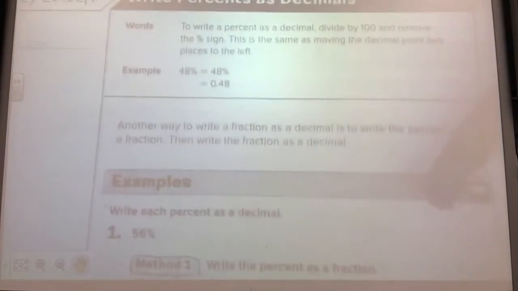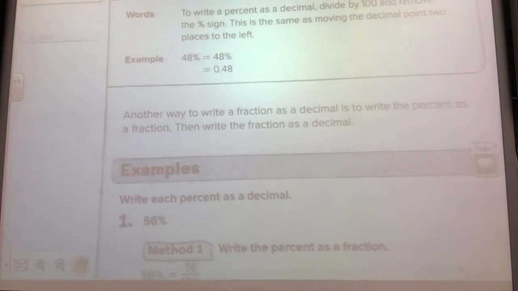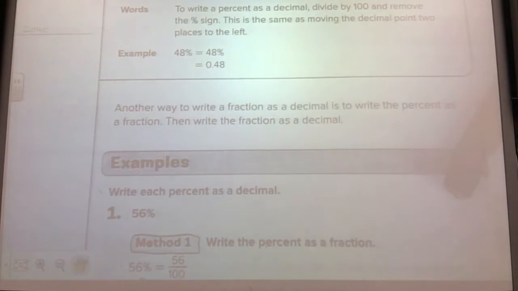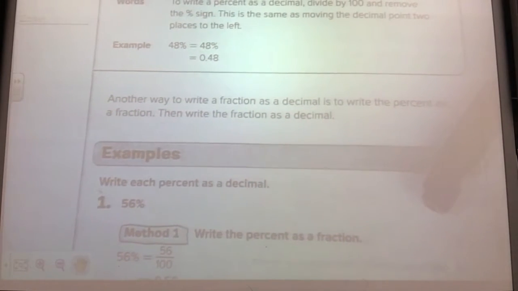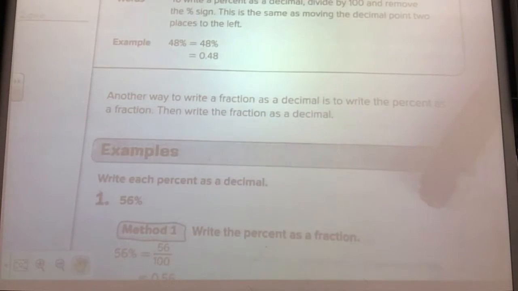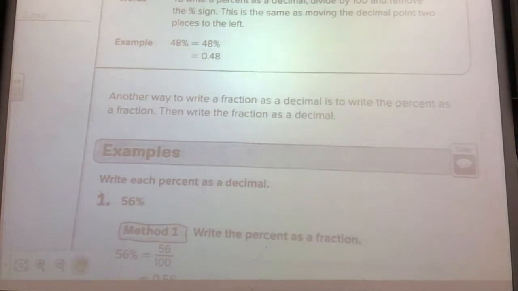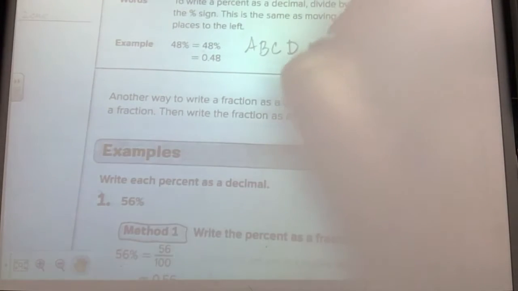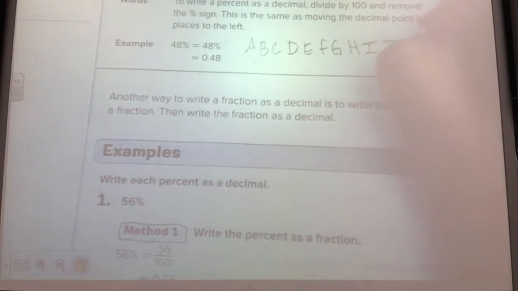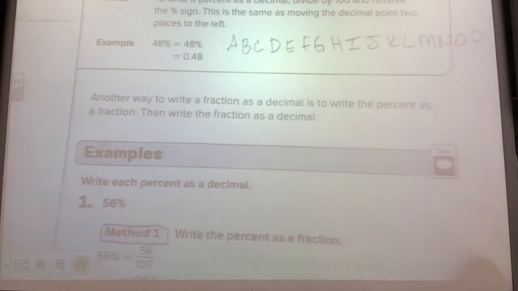All right, writing percents as decimals. To write a percent as a decimal, divide by 100 and remove the percent sign. This is the same as moving the decimal 2 places to the left. Here is the best thing I'm ever going to teach you. I want you to think about when you were a little kid in kindergarten, and they had the alphabet above the chalkboard, right? And it would be like A, B, C, D, E, F, G. I know you're all singing. H, I, J, K, L, M, N, O, P, so on and so forth, right?